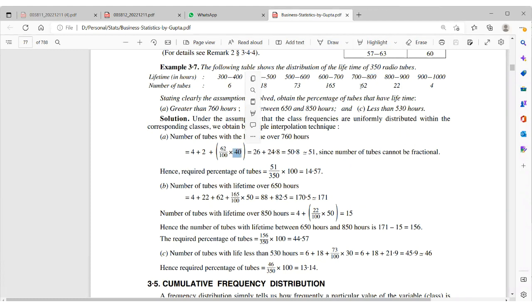So what we do is 40% of 62. It comes to around 50.8, approximately 51. So 51 tubes have greater than 760 hours. But we have to find the percentage. The total of all these is 350. So we find the percentage. The percentage comes to 14.57.